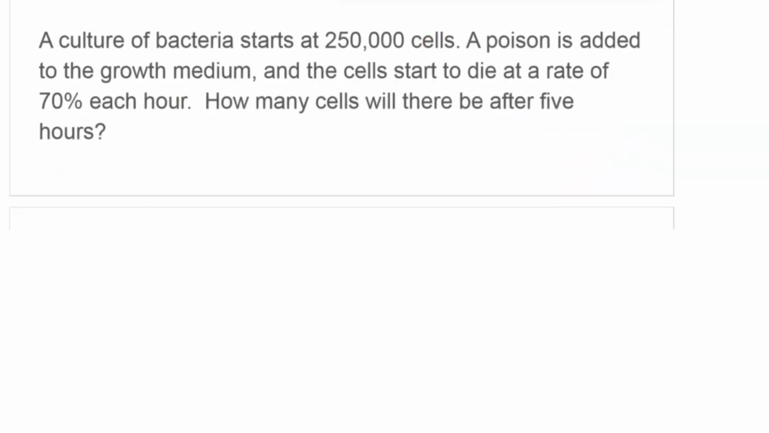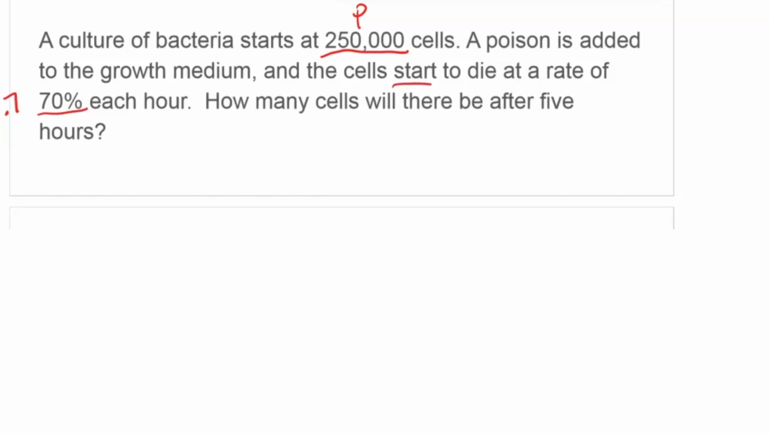Now let's look at this second example. A culture of bacteria starts at 250,000 cells. A poison is added to the growth medium and the cells start to die at a rate of 70% each hour. How many cells will there be after 5 hours? So we start with 250,000 cells, so that's going to be the starting amount, the p-value. And then the rate is 70%, so we're going to write that like 0.7.